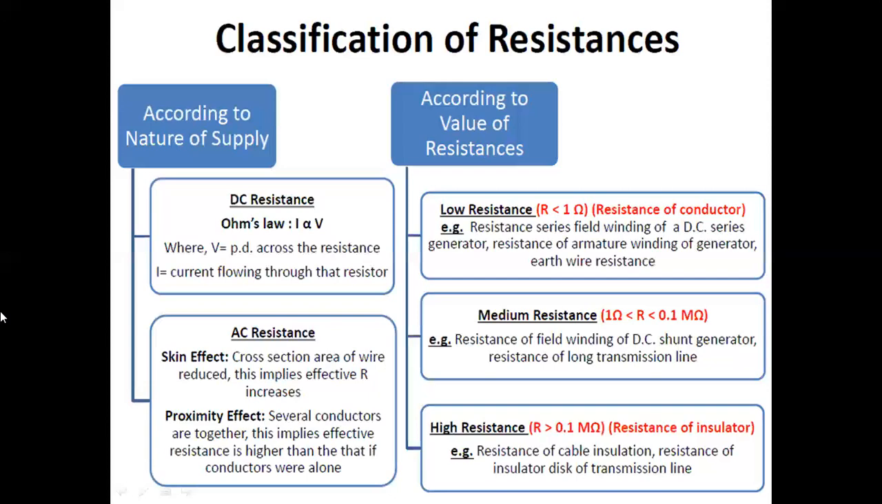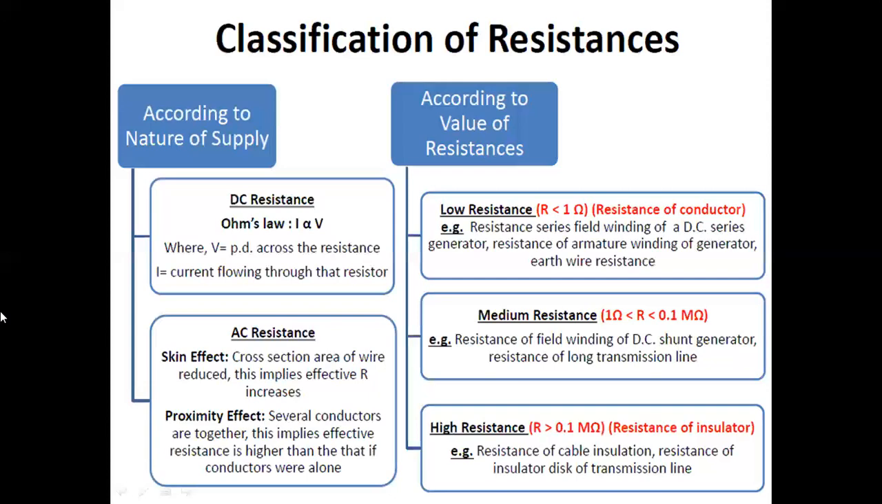Now, medium resistance is considered as whatever resistance we are using in our day-to-day life. That is, the range is from 1 ohm to 0.1 mega ohm. The resistance from 1 ohm to 0.1 mega ohm we consider as medium resistance. For example, the resistance of the field winding of a shunt generator, and the resistance of long transmission lines. Already you have studied long, medium and short transmission lines. That is the resistance of transmission lines, also known as medium resistance.